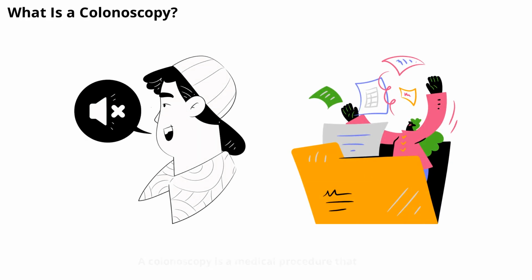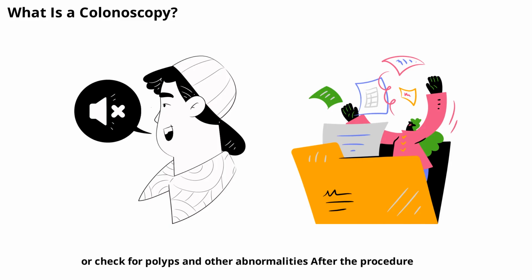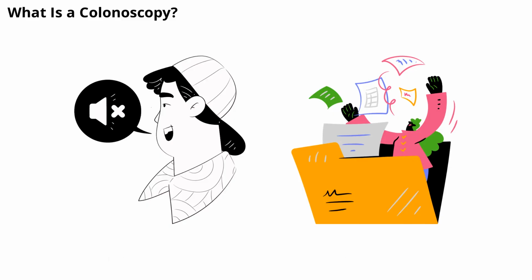A colonoscopy is a medical procedure that allows doctors to look inside your large intestine, or colon, using a flexible tube with a camera. It's commonly used to screen for colon cancer, investigate digestive symptoms, or check for polyps and other abnormalities. After the procedure, doctors may take tissue samples, called biopsies, which are then analyzed in a lab. The results are compiled into a lab report, which provides important details about your colon health.